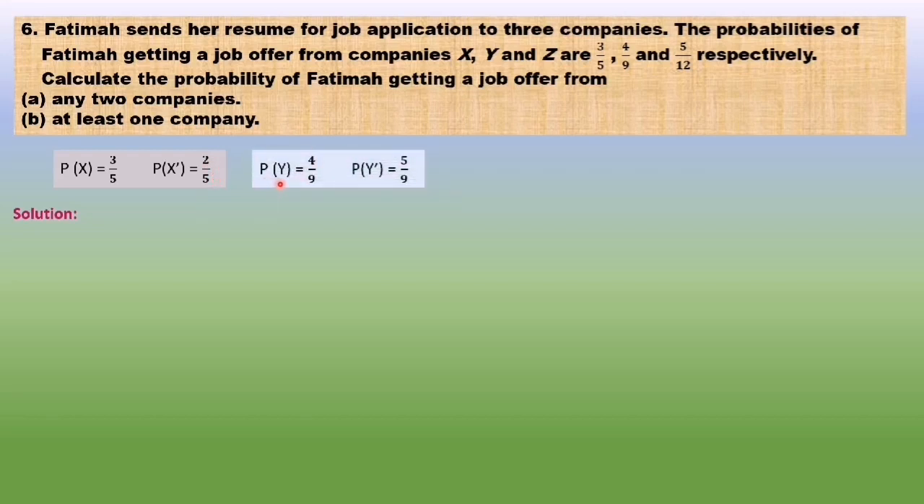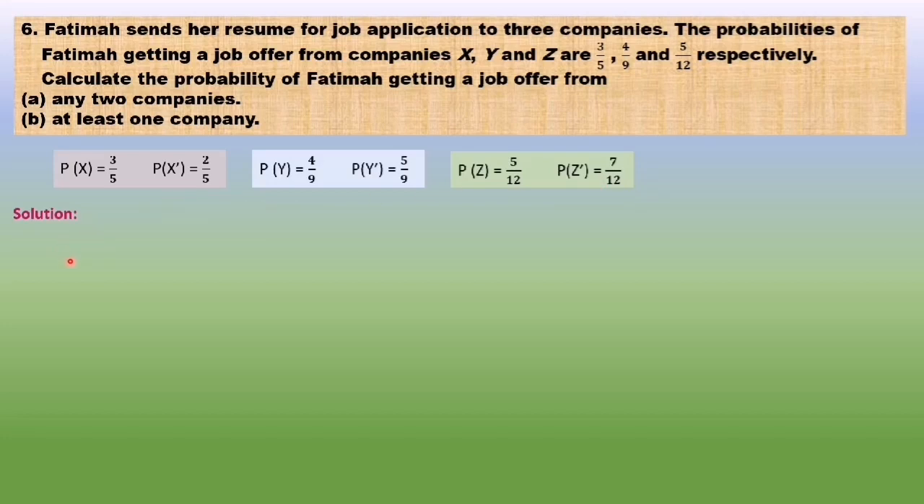Probability getting job at company Y equals 4/9. Probability not getting job at company Y equals 5/9. Whereas probability getting job at company Z equals 5/12. Probability not getting job offer at company Z equals 7/12.